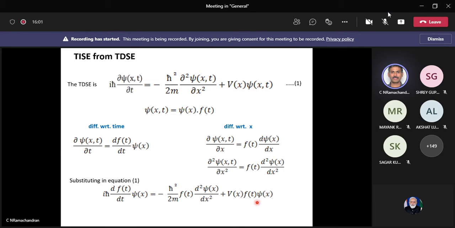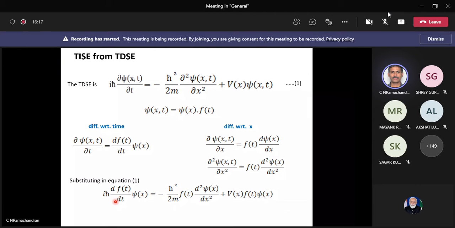Instead of psi of x, t, I am writing these two terms. So this potential may or may not depend on time. Now I have this expression. My idea is to get a time independent Schrodinger equation from this one, starting from here.